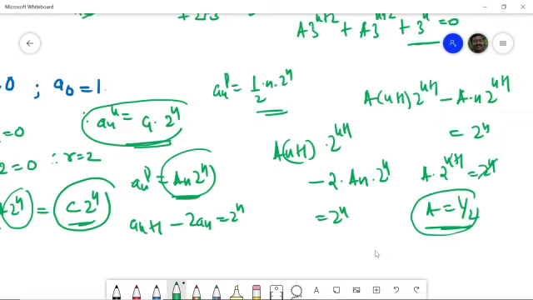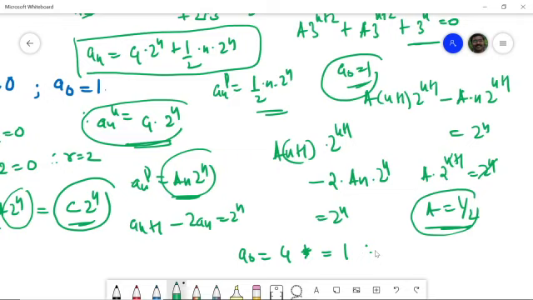So your final solution would be a_n equal to c1 into 2 raised to n plus 1 by 2 into n into 2 raised to n. So in order to find c1, they have already told you that a naught is equal to 1. So we'll substitute that here. When n is equal to 0, you will have a naught equal to c1, which is equal to 1. So your c1 is 1. So your final solution would be a_n is equal to 2 raised to n plus 1 by 2 into n into 2 raised to n.